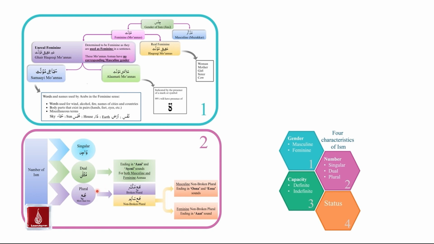For plural asma, we studied that these will either be broken plural or non-broken plural asma. Non-broken plurals have a formula according to which they are made. Broken plural do not have a formula according to which they are made, and we need to learn them through vocabulary building. Non-broken plural are further divided into masculine non-broken plural and feminine non-broken plural. Masculine non-broken plural will end in the una and ina sound. Feminine non-broken plural will end in the at sound.